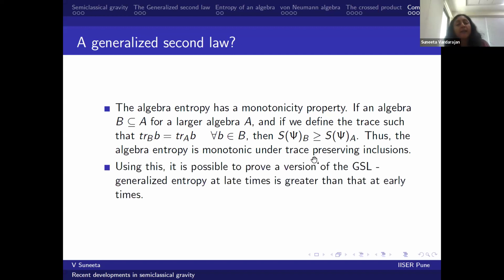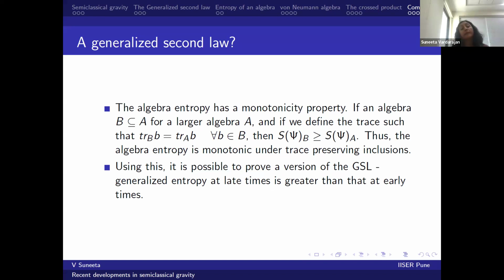Now, what you can do is prove that S-gen of the fields in the Schwarzschild background is always greater than or equal to 0. You can prove a version of the GSL, that the generalized entropy at late times is greater than that at early times, precisely by using the monotonicity property of the algebra entropy. So this was the advantage. In finding that algebra entropy was a generalized entropy up to a constant, the constant doesn't matter in the actual proof, where you are proving that generalized entropy at late times is greater than that at early times. So this is the main application of this algebra.